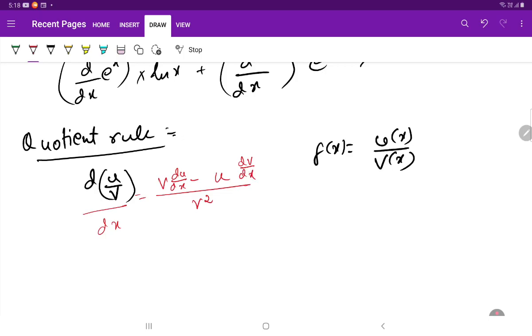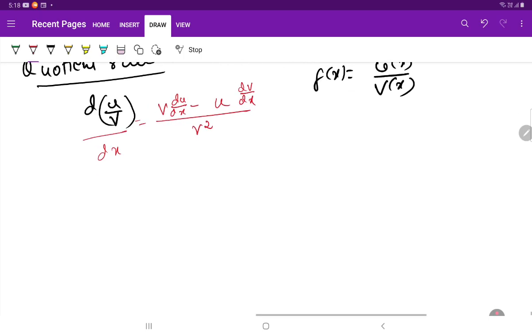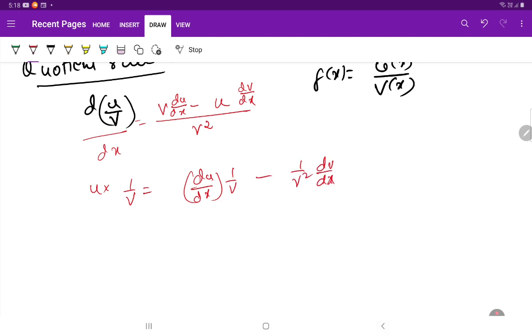I hope it's clear. You may also derive it like this. Take it to be u into 1 by v. You will get du by dx into 1 by v minus 1 by v square dv by dx. This is what I have applied as the chain rule. We will be learning about that shortly, no need to worry.